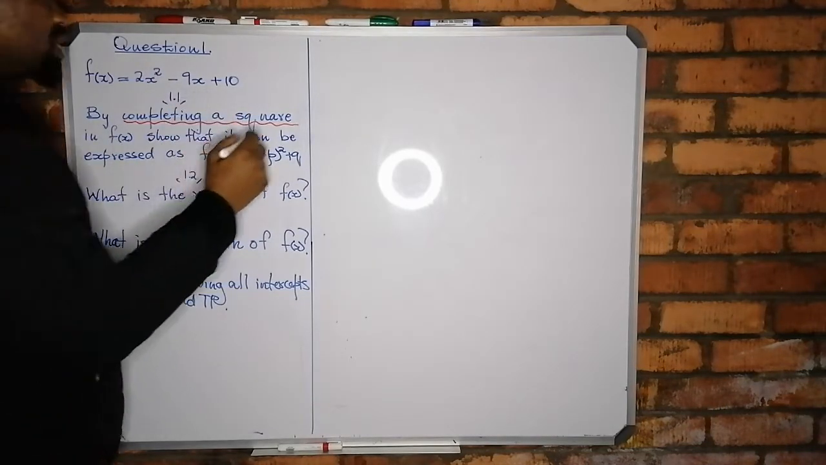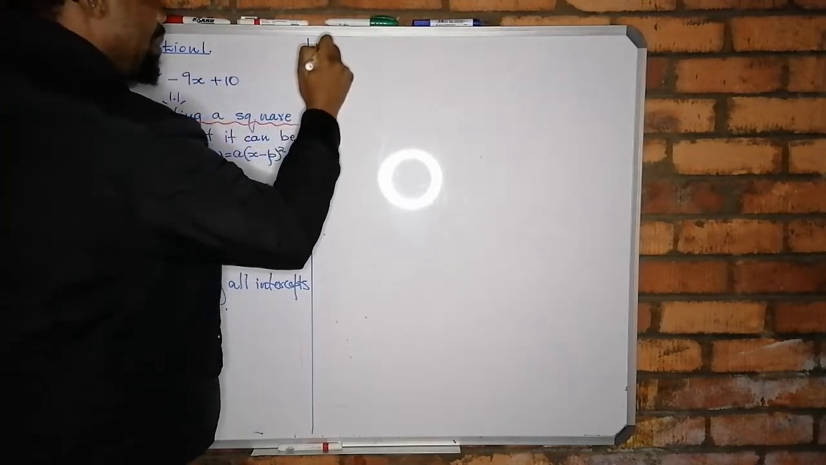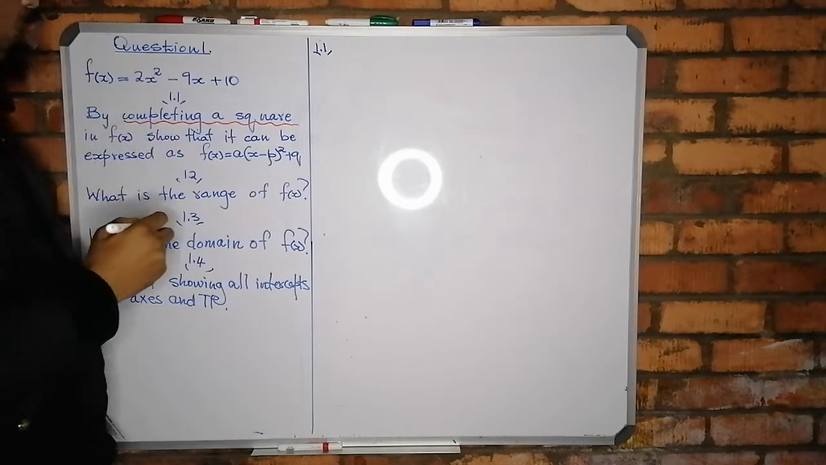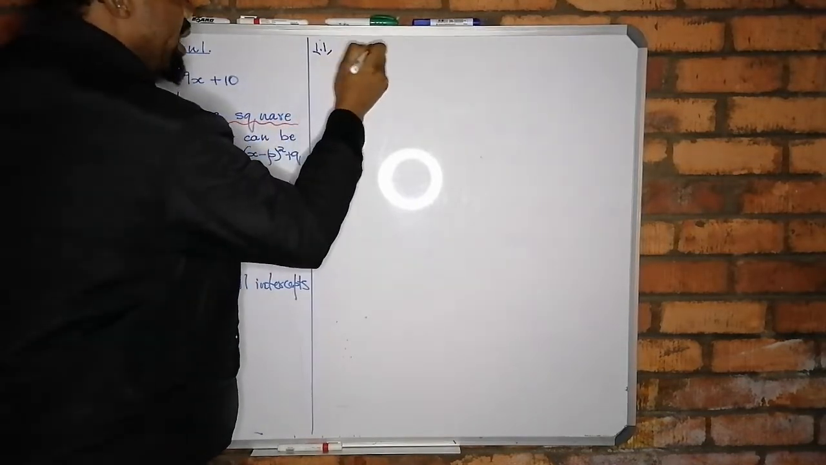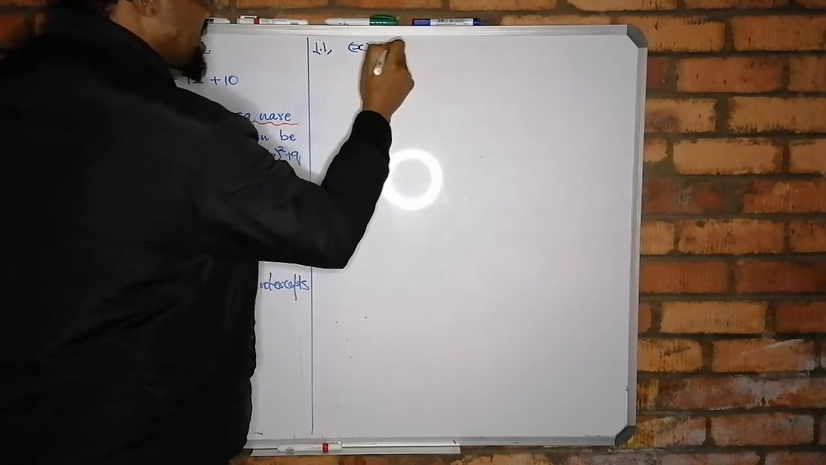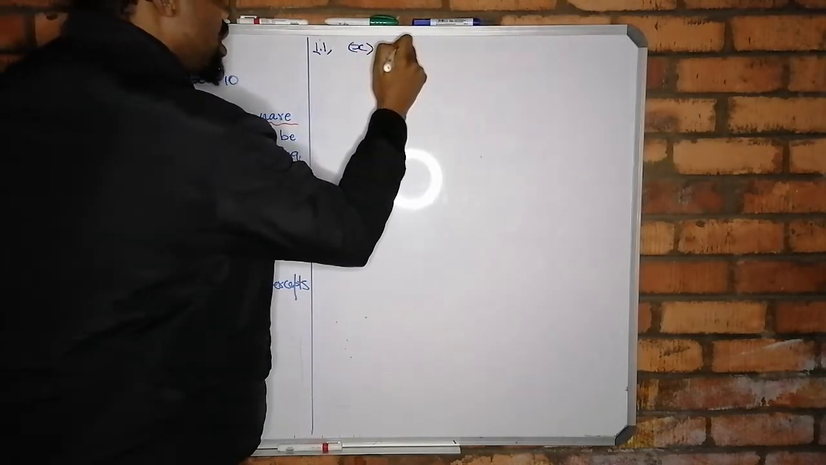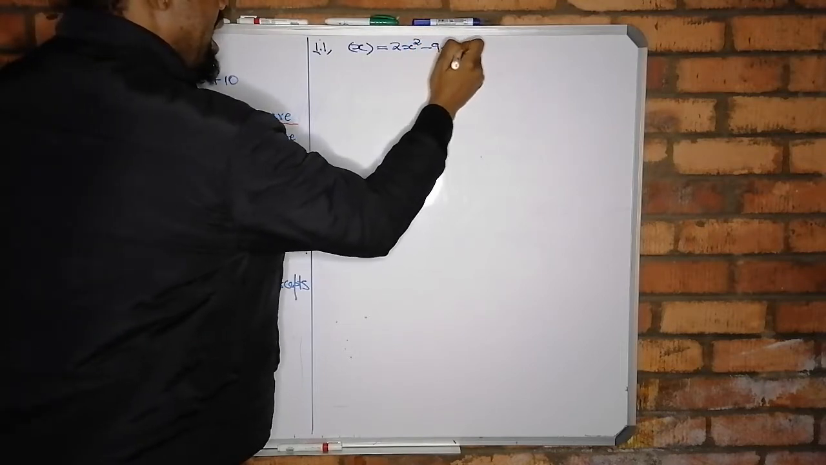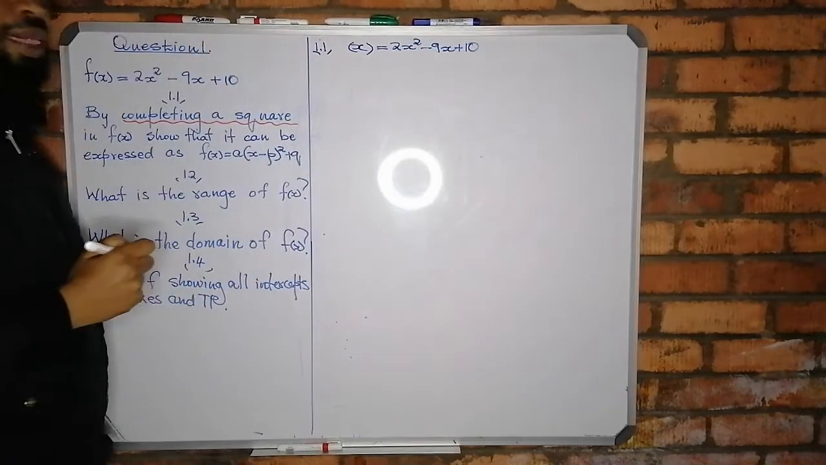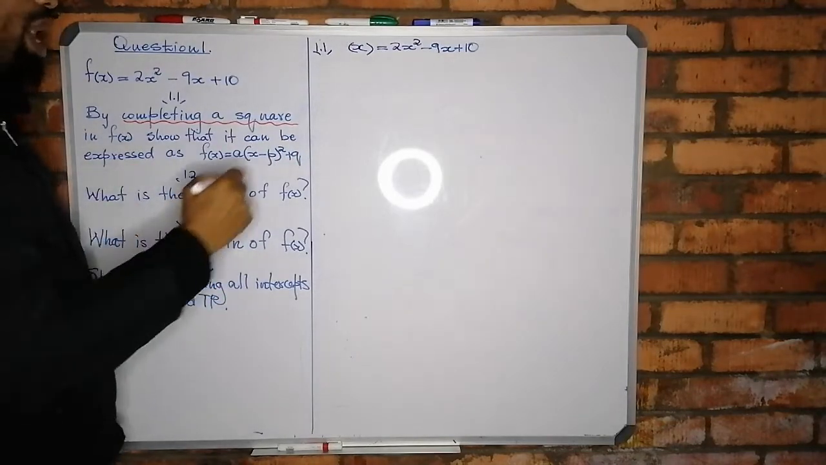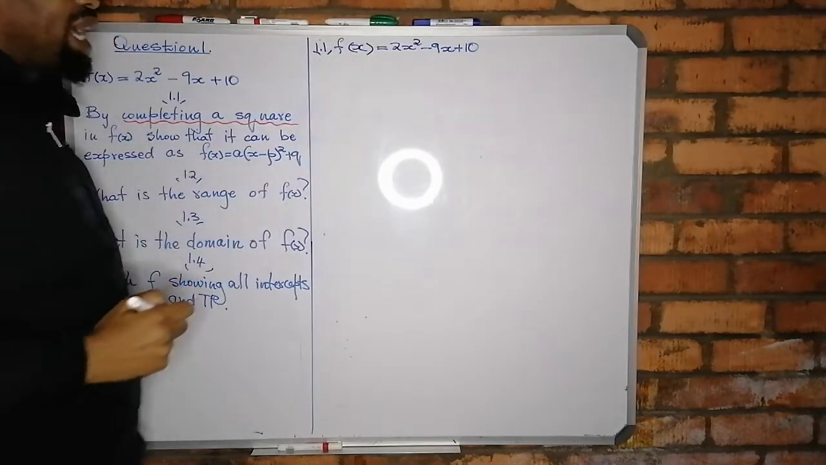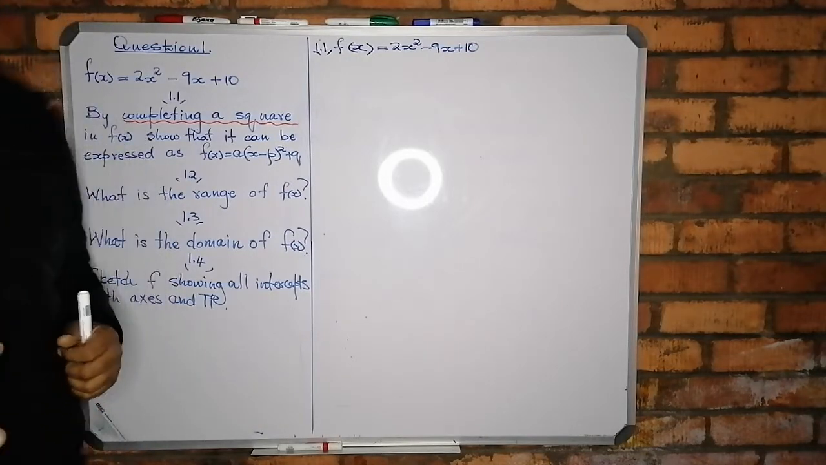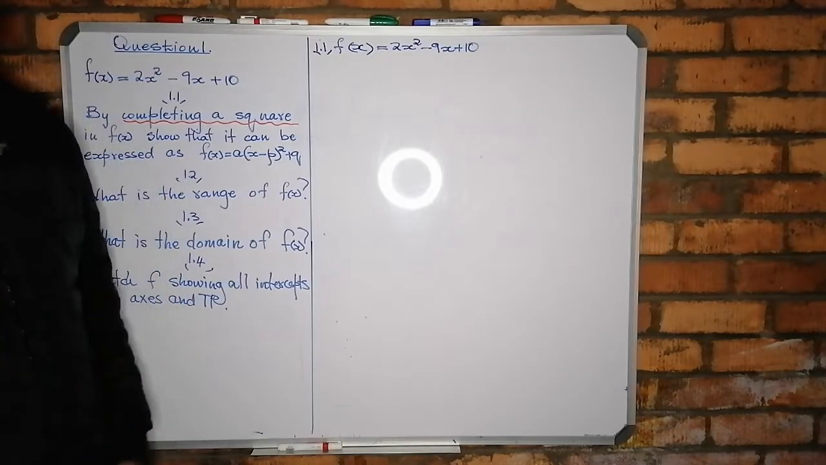Now, let's put the equation there for number 1.1, which was number A. According to Dwayne, it was written as x is equals to 2x squared minus 9x plus 10. But now, as I said, in my country, we use that f to show that it is a function. Now, completion of a square requires certain steps.